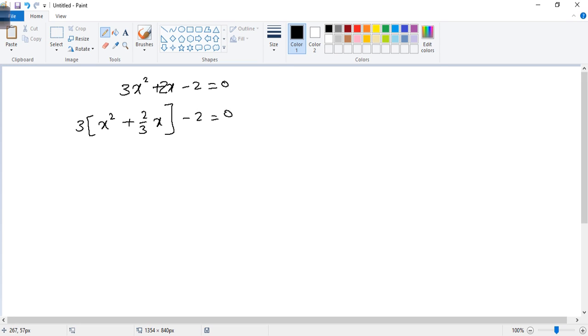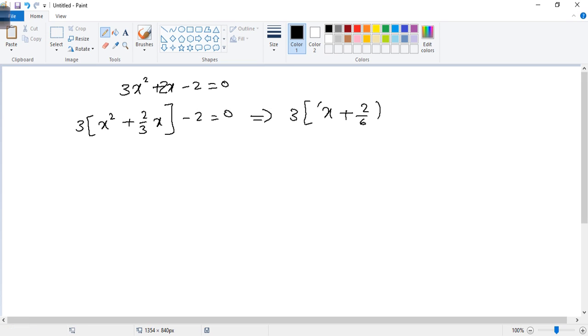We divide these two terms, every one of them, by 3. We put the 3 as a factor outside the square bracket. Now this one in the square bracket, let us turn it to completing the square. That will lead to 3 times x plus 2 over 3 divided by 2. It will be 2 over 6.